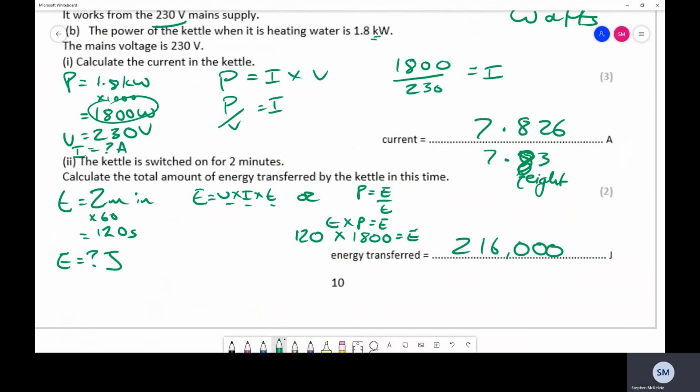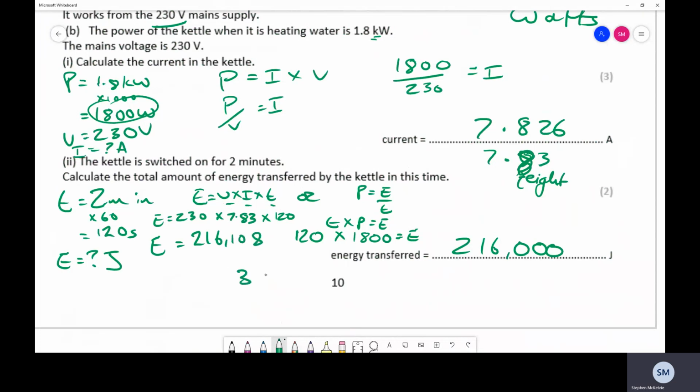216,000 joules. Just to show you that it's the same thing, I shall do 230 times the current, which we just worked out to be 7.8, multiplied by the time that it was left on for, 120. It'll be sort of the same. You'll get the marks for both of those because it didn't tell you to use any particular equation. But when I pop that into my calculator, I get a slightly more accurate 216,108.